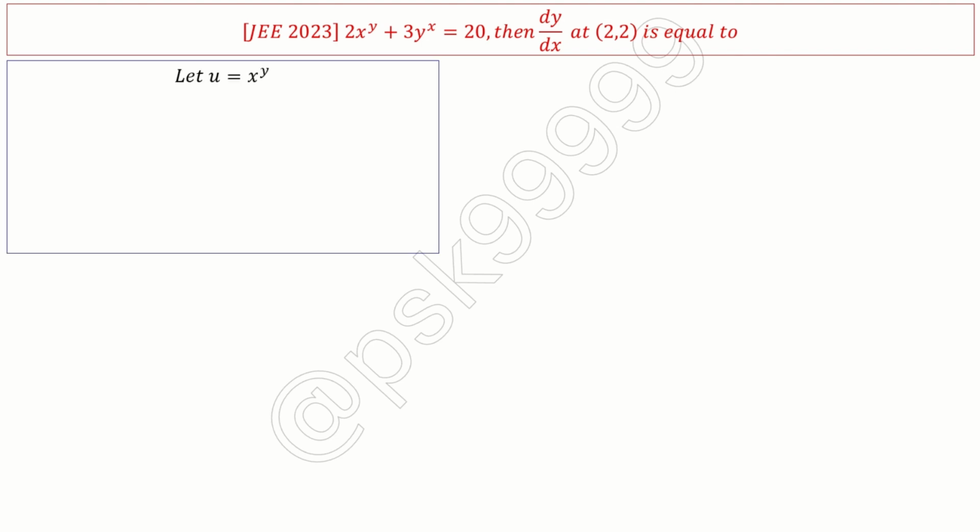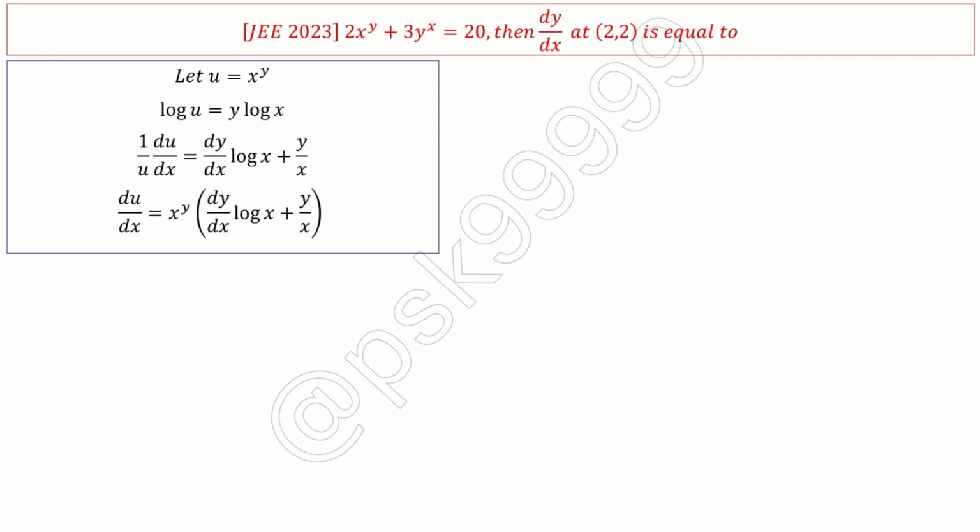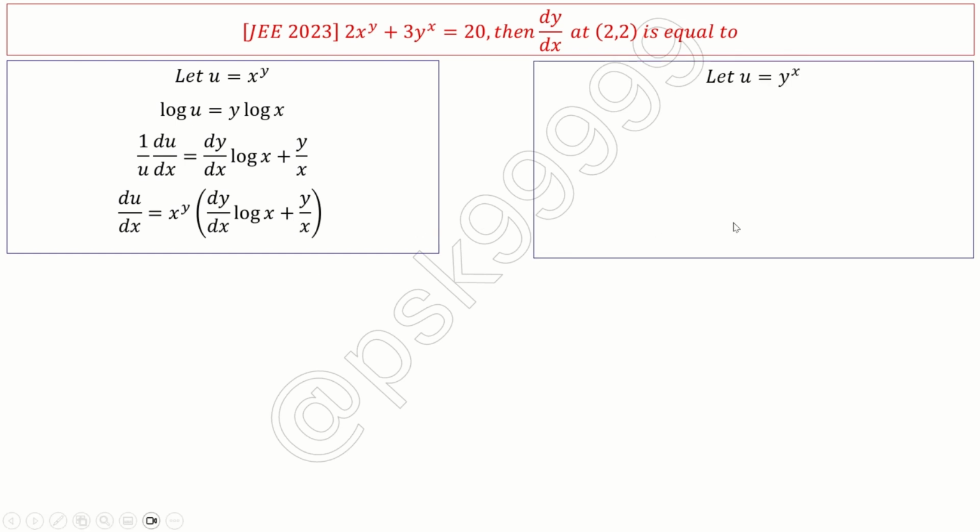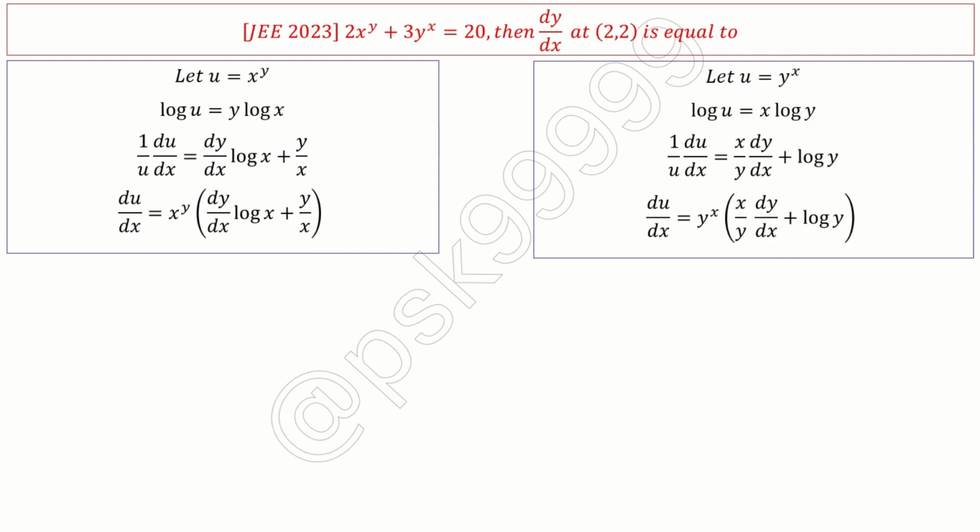So let's call u equal to x power y. X power y differentiation, how do you take? Log u equal to y log x. And 1 by u into du by dx equal to dy by dx log x plus y by x. So du by dx is nothing but x to the power of y into dy by dx log x plus y by x. Similarly, I take the other one. Let's call v equal to y to the power of x, then it will become exactly reverse, right? dv by dx is nothing but y to the power of x into x by y into dy by dx plus log y. Similarly, you will do.